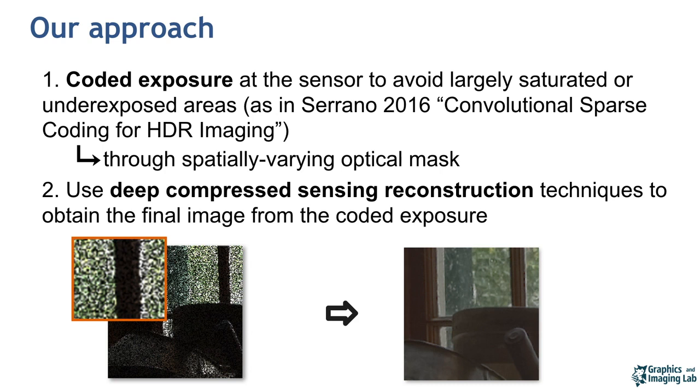Our approach combines deep learning and compressed sensing for single-shot HDR image capture. As input, we take a low dynamic range image with coded exposures that avoid largely saturated or underexposed areas. An example of what this would look like is on the left. Then, we use a deep compressed sensing approach to obtain a final image. An example of a tone-mapped reconstruction of what our final method would produce is on the right.